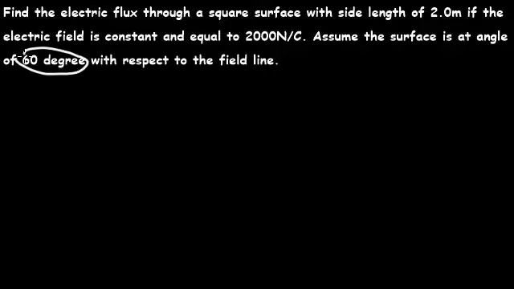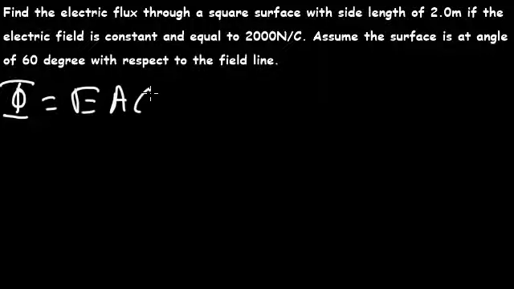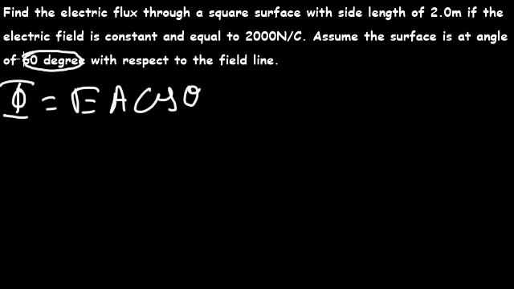As you can see, this question is actually discussing an angle. So we are using electric flux phi equals EA cosine of theta. But tell me, is this 60 degrees the angle we are going to use? What do you think? Pause the video and answer it, then after that, see if you got it right.